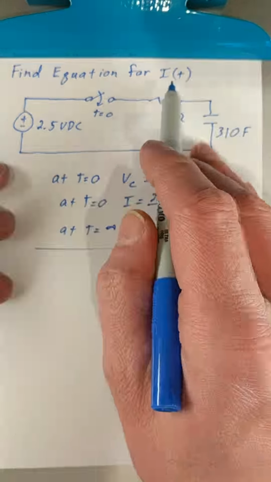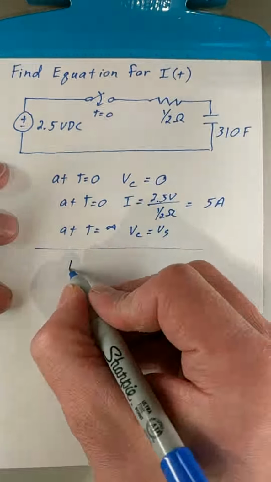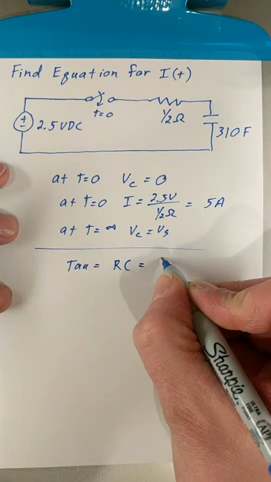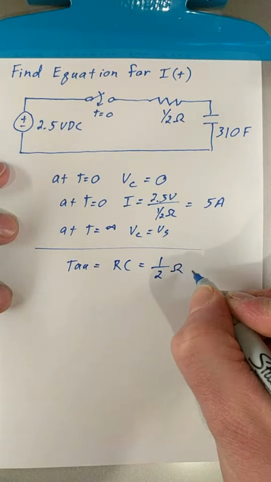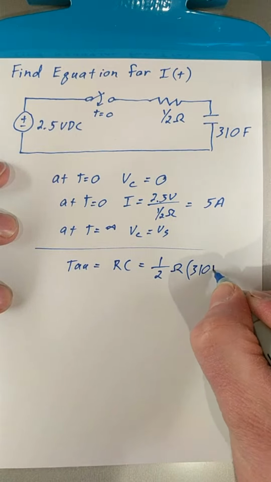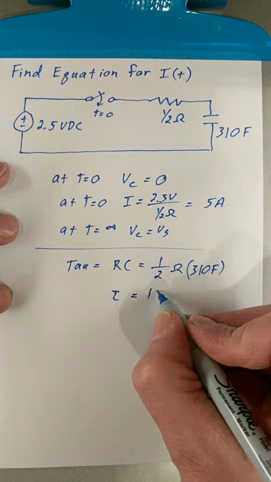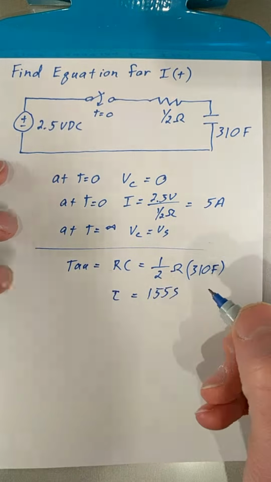To find our equation for I of t, we first need to calculate tau. So tau is equal to RC. In this case, it's 1/2 ohm multiplied by 310 farads. So tau is equal to 155 seconds.